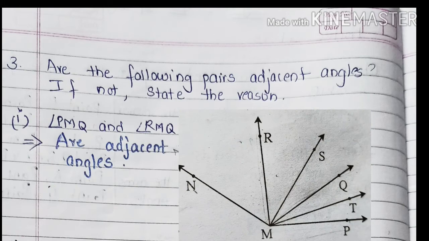Question 3. Are the following pairs adjacent angles? If not, state the reason. First, angle PMQ and angle RMQ. Angle PMQ and angle RMQ have separate interiors. They have a common vertex and they have a common arm. Hence, they are adjacent angles.